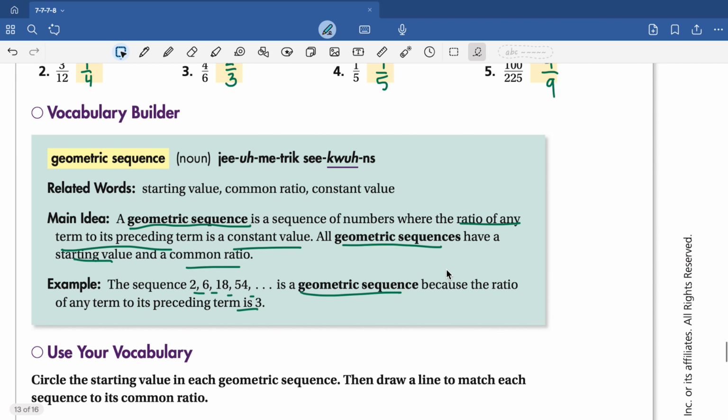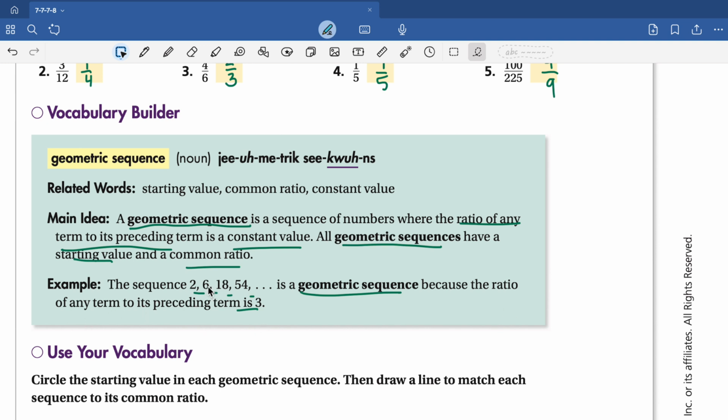Okay, so what is a geometric sequence? A geometric sequence is a sequence of numbers where the ratio of any term to its preceding term is a constant value. All geometric sequences have a starting value and a common ratio. So you have a sequence 2, 6, 18, 54. This is a geometric sequence because the ratio of any term to its preceding term is 3.